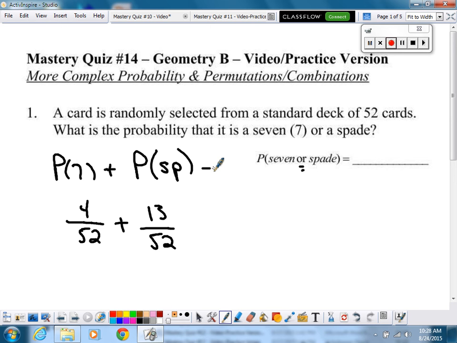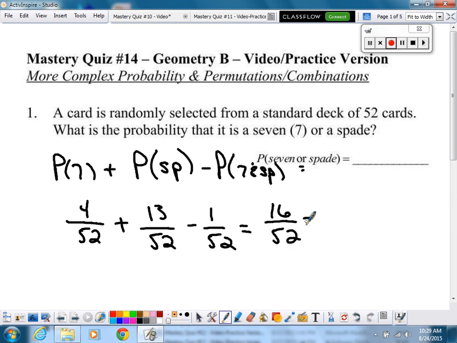So we have to subtract the probability of getting a 7 and a spade. Alright, so how many of those 7s are also spades? 1. So we're going to subtract 1 out of those 52 because that card can't be counted twice. When I do that, I add them up, I get 16 over 52. That's going to give me 8 over 26. If you keep going here, that's 4 over 13. And dividing that out will give me a decimal of 0.307.